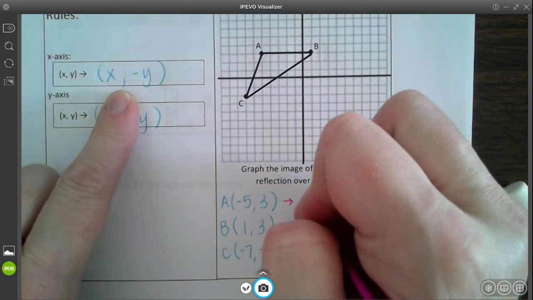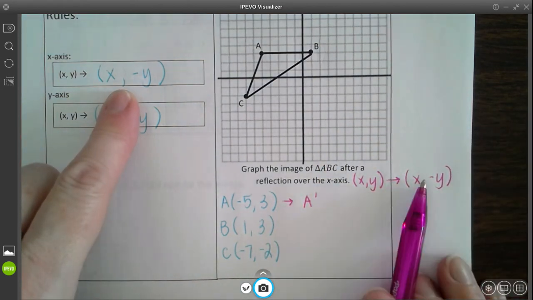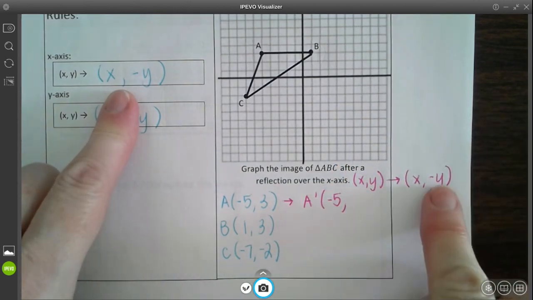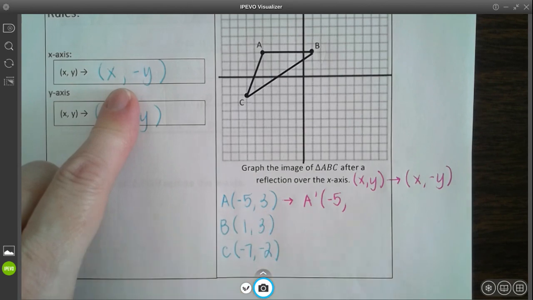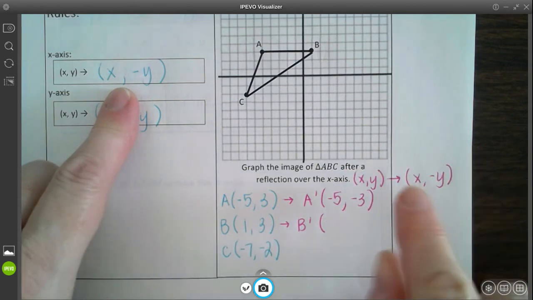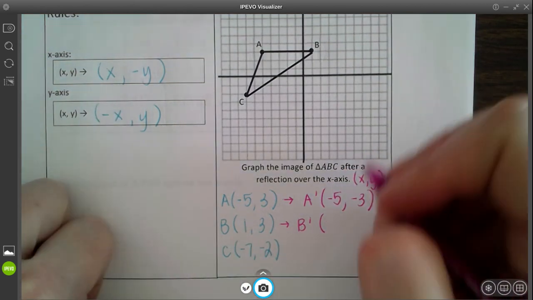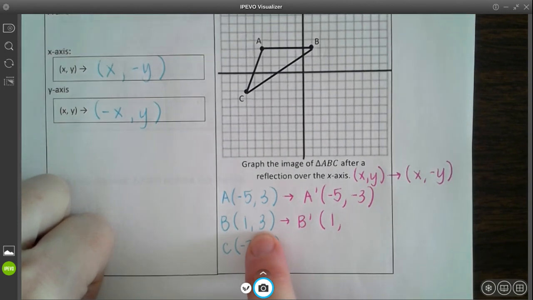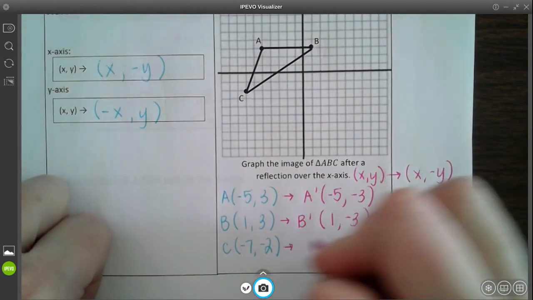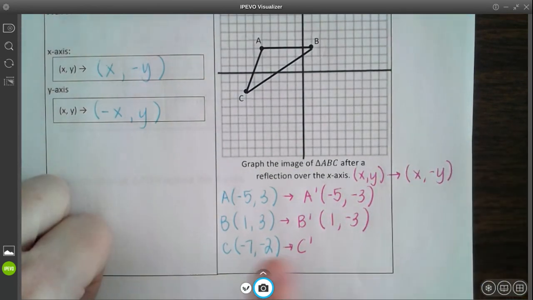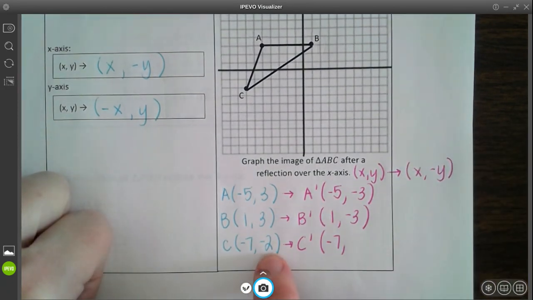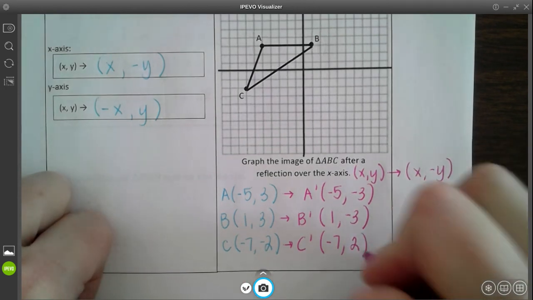Okay, so A prime, notice the x stays the same. So I'm going to keep the same x coordinate, which is -5, but I'm going to change the y coordinate to the opposite. And the opposite of +3 is a -3. Okay, so for B prime, same thing. I'm going to keep the x coordinate how it is, which is at 1, and I'm going to take the opposite y coordinate, and the opposite of +3 is -3. And for C prime, follow the same rule. The x coordinate stays the same, so I'm going to keep that a -7, and the y is going to become the opposite. So the opposite of -2 is +2.